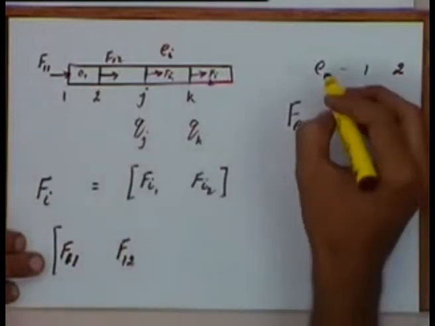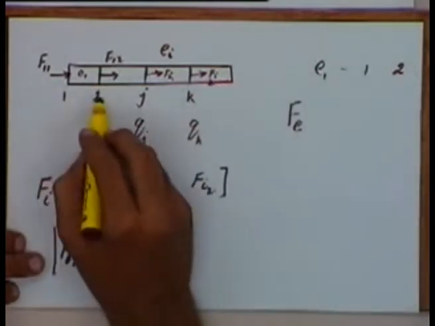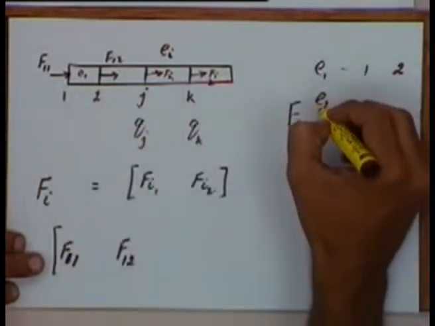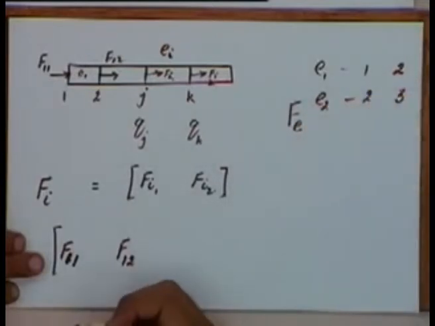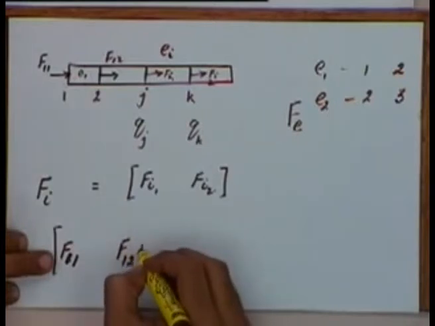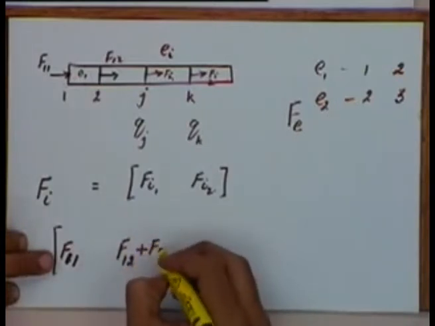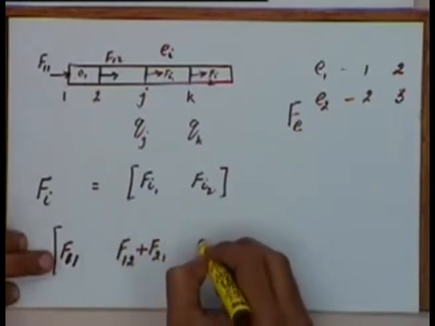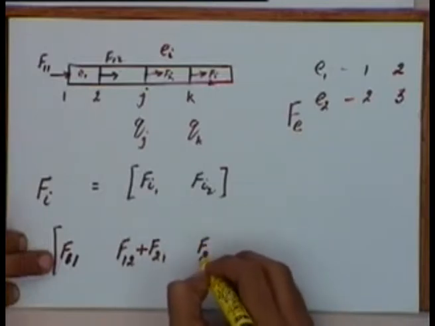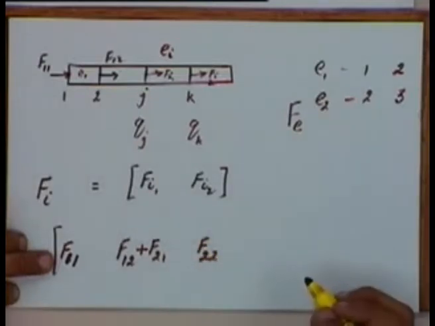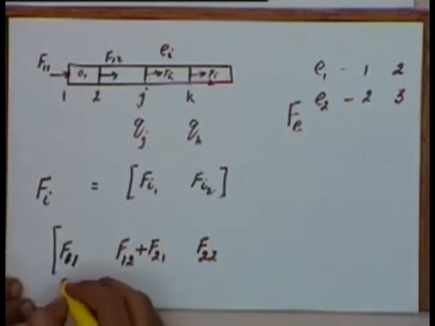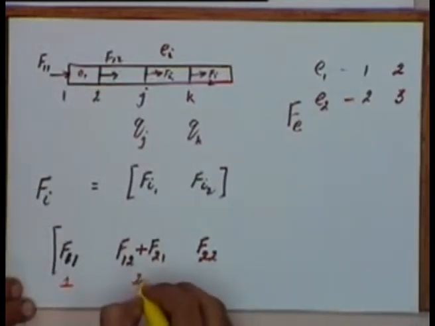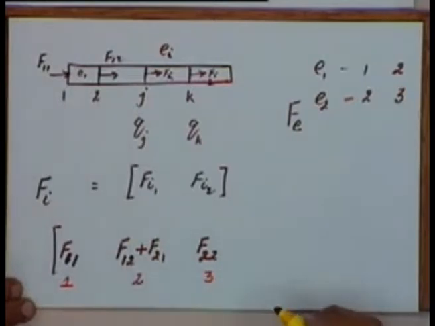Okay. So if my element 1 is between nodes 1 and 2 and element 2 is between nodes 2 and 3, in my second term here I will add F21 and in the third term here I will have F22. This is location number 1, this is location number 2 and this is location number 3.